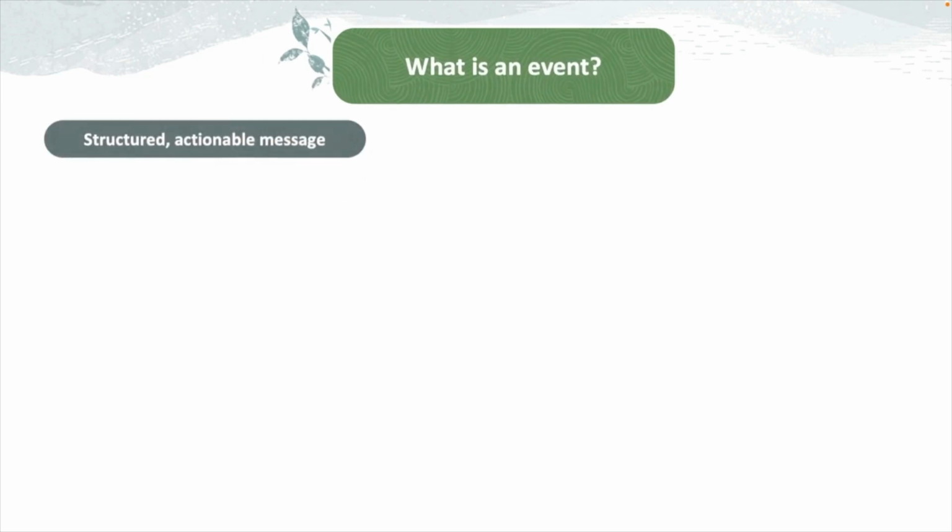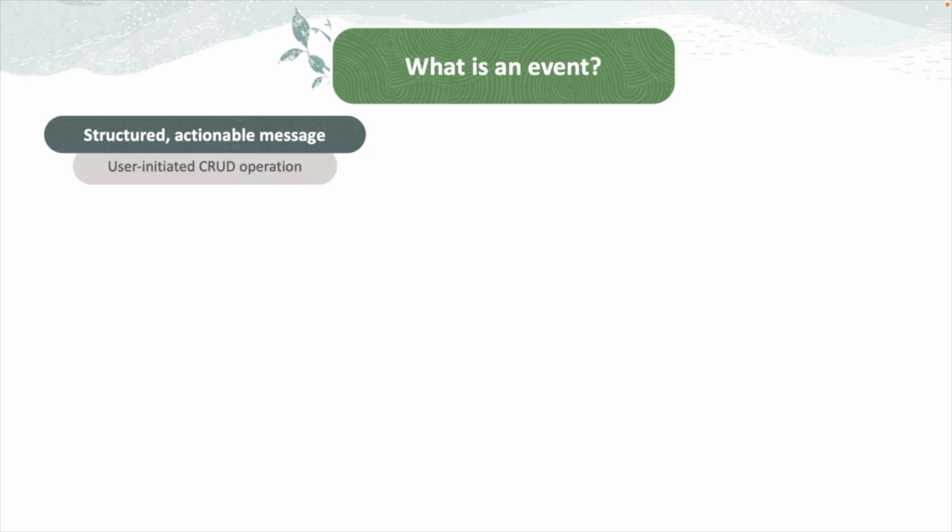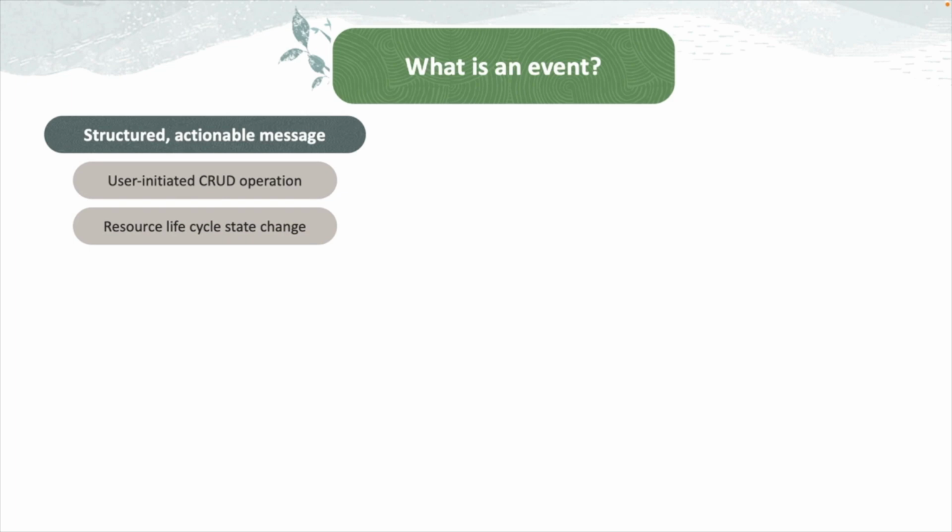Let's take a deeper look into an event. An event is a structured, lightweight message that denotes the change in a resource. Events have a derived context with a structure, and it is guaranteed to be actionable. An event can be a user-initiated CRUD operation, like an object storage bucket is created, or a bucket is updated or deleted. It could also reflect a lifecycle state change in a resource, like a compute instance is stopped, or the instance is launched, or a backup is starting, or it could be an OCI system event, such as a hardware failure.